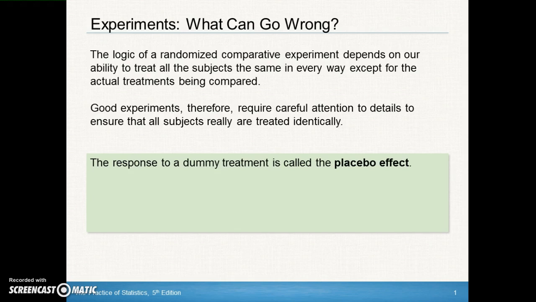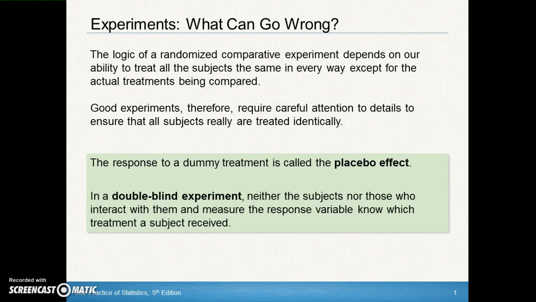So whenever possible, you want experiments with human subjects to be run double-blind, what's known as double-blind. And in a double-blind experiment, neither the subjects nor the people who interact with them to measure the response know which treatment a subject received. So the idea of a double-blind design is pretty simple. Until the experiment ends and the results are in, only the study's statistician, the person running the study, knows for sure which treatment a subject is receiving.